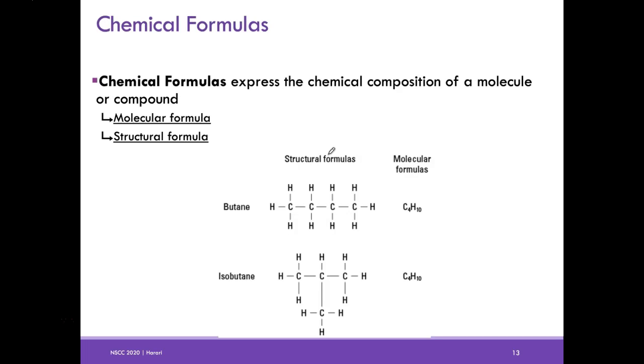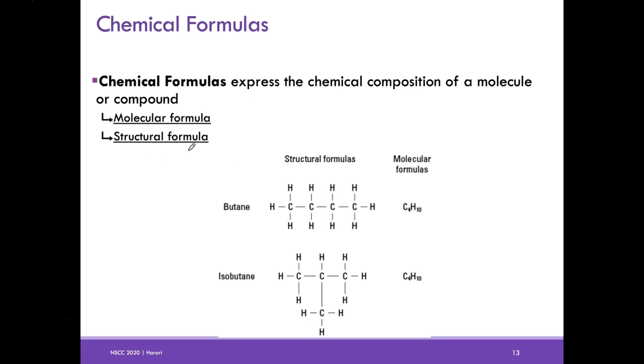A chemical formula expresses the chemical composition of a molecule. So there's 2 ways we can express a chemical formula. We can express the molecular formula that tells you how many of each type of atom are there in each molecule. So butane, for example, is an organic molecule that has 4 carbons and 10 hydrogens. Right? 4 carbon atoms and 10 hydrogen atoms in every butane molecule. So that's the molecular formula.